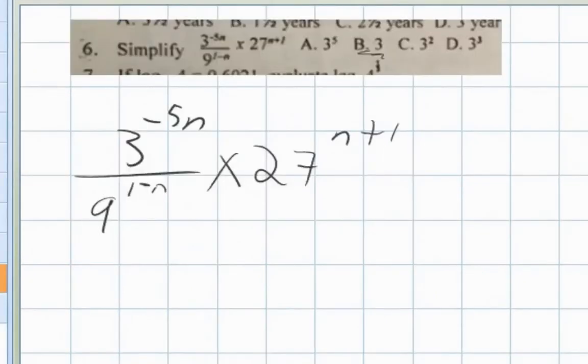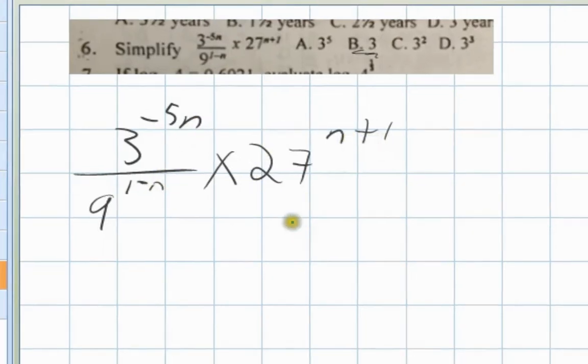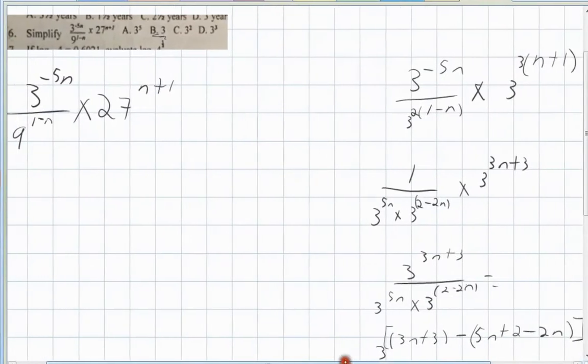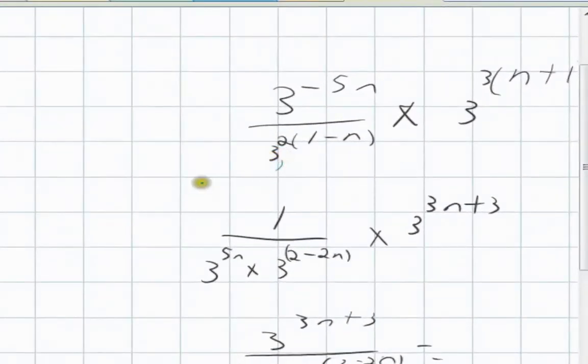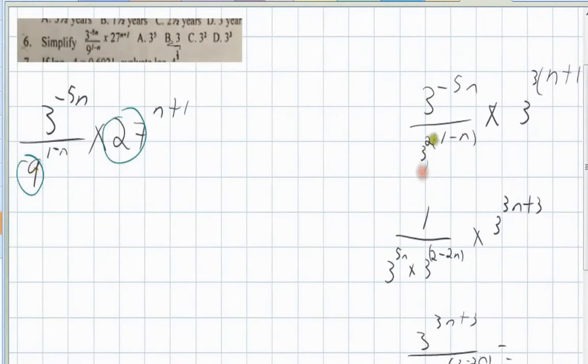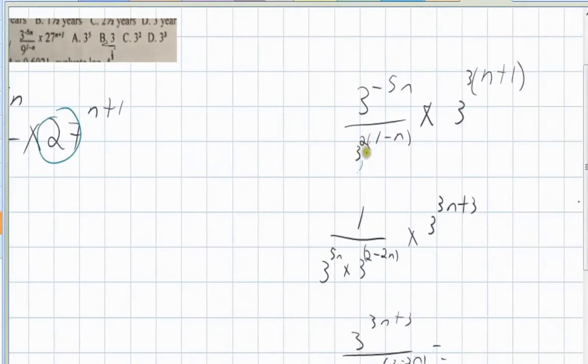Question 6 wants us to simplify, and I've rewritten what they had here so it's a little clearer to see. So it's 3 to the negative 5n over 9 to the 1 minus n multiplied by 27 to the n plus 1. So what you're going to do is first take this base number and this base number and convert it into one where it's base 3. So 9 is the same as saying 3 squared. So now you have 3 squared to the 1 minus n.